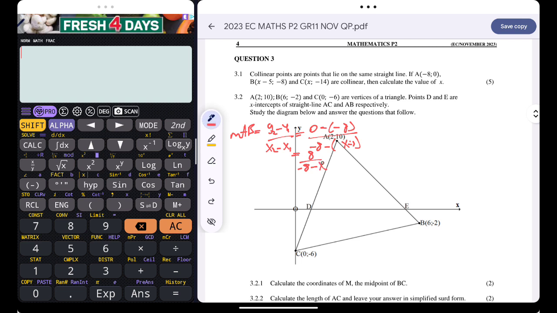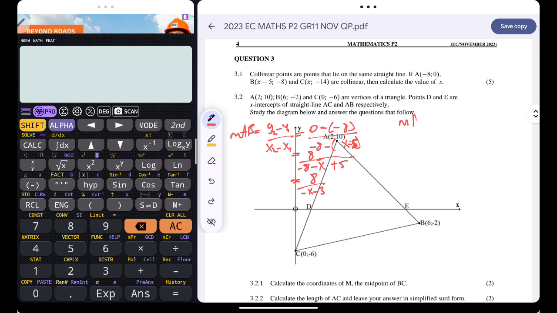I have a negative x there and a positive 5. It's a negative 5 inside the brackets. When I remove the brackets, I'll have a positive 5, right? So this will give me 8 all over negative x minus 3. This is my gradient of AB.